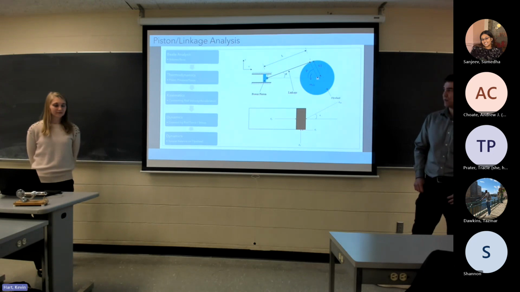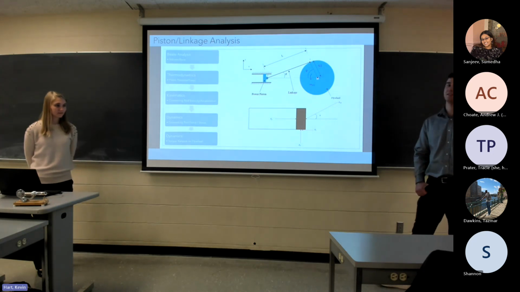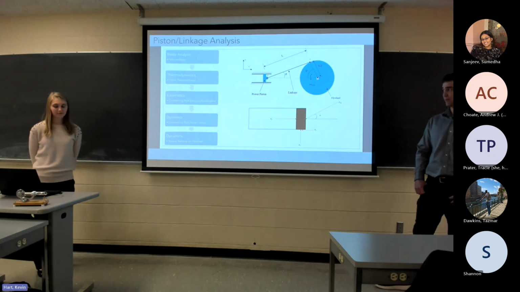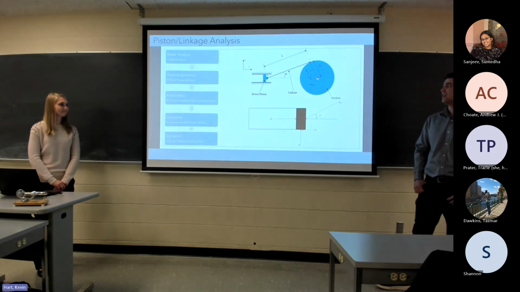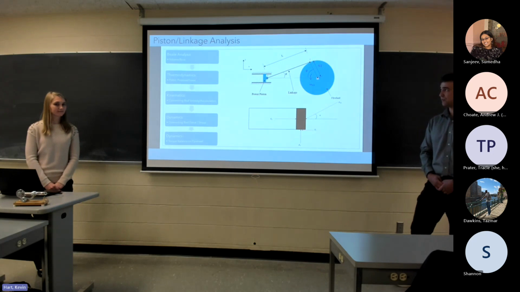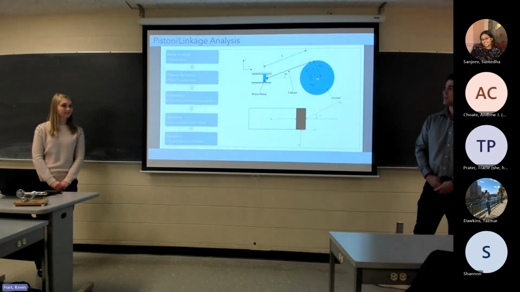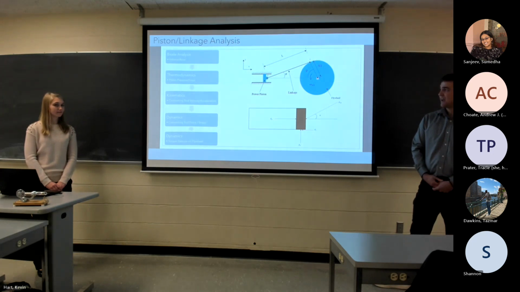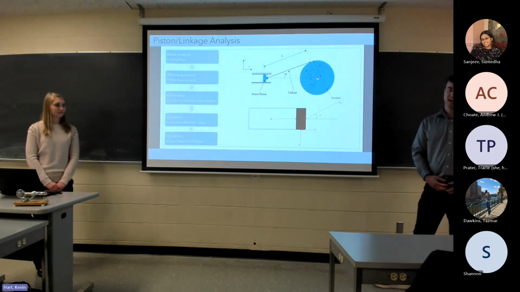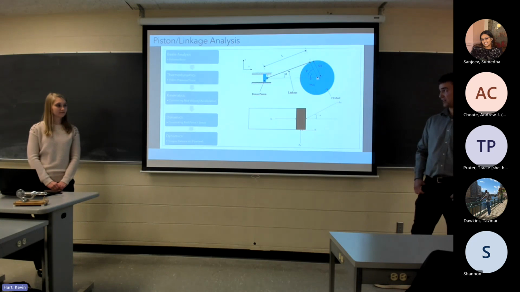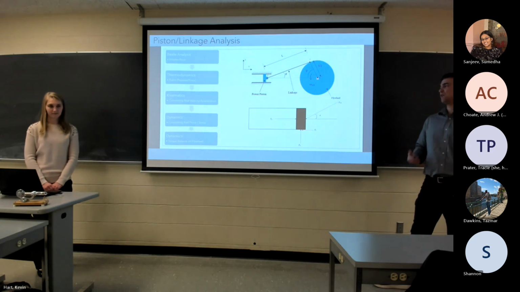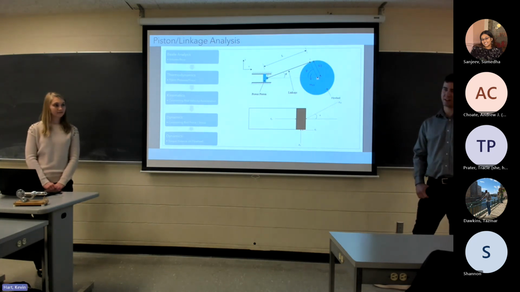For the connecting rod, we needed to do some kinematic analysis in order to accurately predict the force that's involved. So we did a kinematic analysis. We assumed constant angular velocity of the flywheel to simplify things. And we were able to find acceleration and velocity at both ends of the crankshaft, which were used to find the force in the connecting rod.